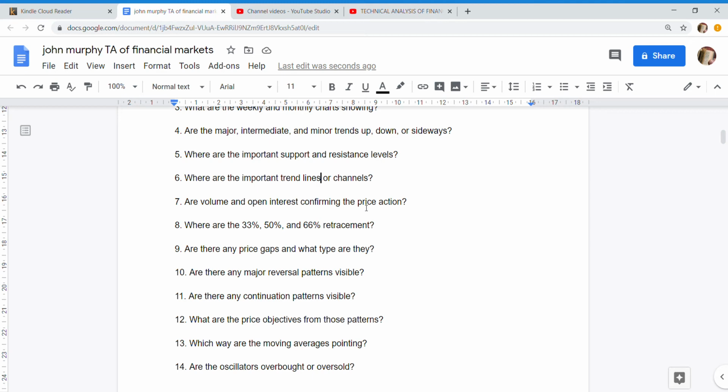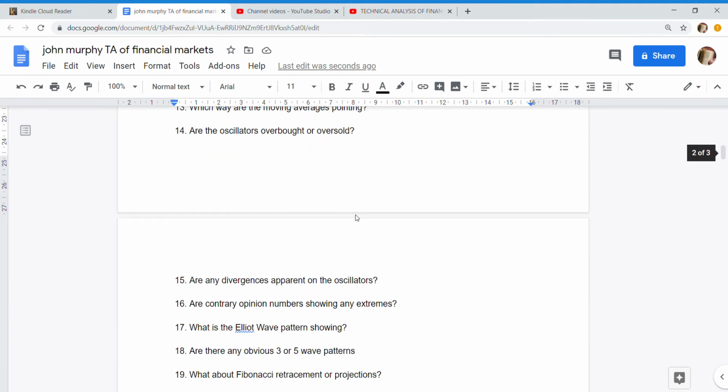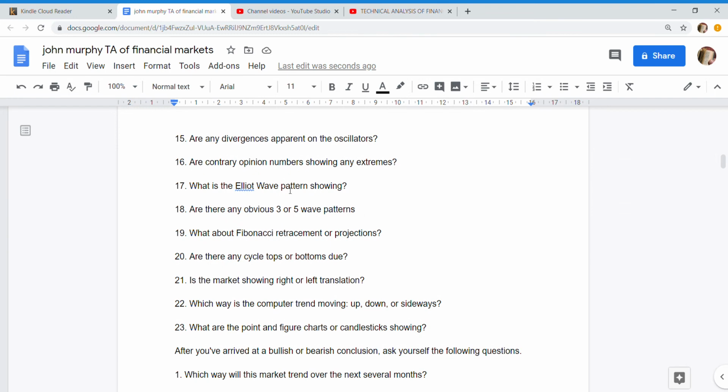14. Are the oscillators overbought or oversold? 15. Are any divergences apparent on the oscillators? 16. Are contrary opinion numbers showing any extremes? 17. What is the Elliott wave pattern showing? 18. Are there any obvious 3 or 5 wave patterns? 19. What about Fibonacci retracements or projections?